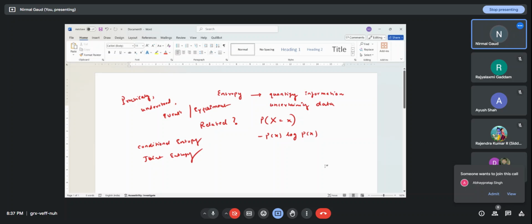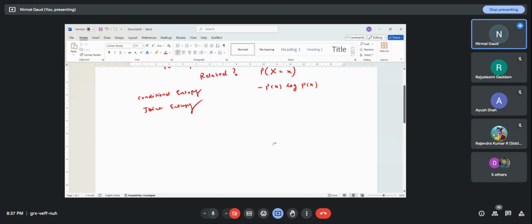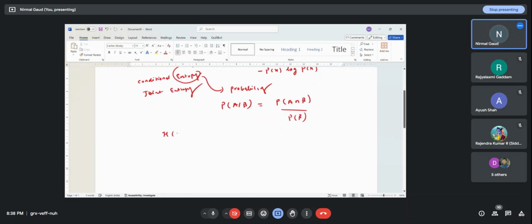So we can say that information can be found depending upon the experiments, depending upon the events also. And this entropy obviously came from probability only. We have conditional probability, P(A|B), where we write P(A intersection B) upon P(A) or P(B). This is how we write. Probability, sorry, entropy can be written as H(A|B).